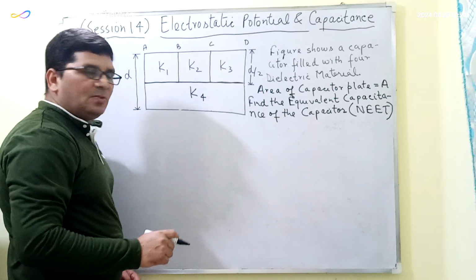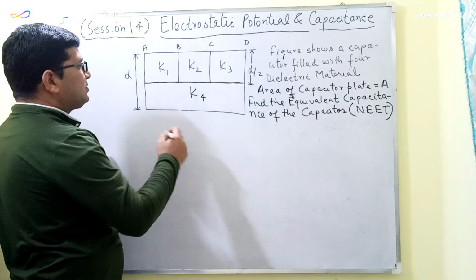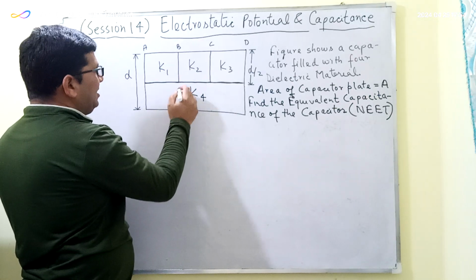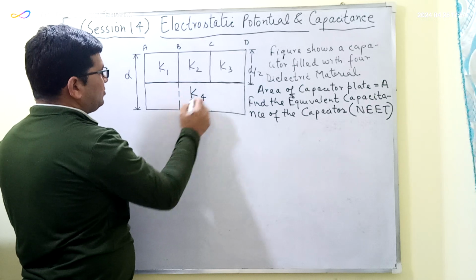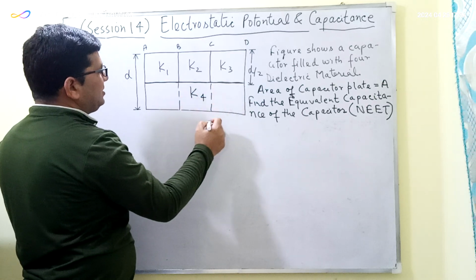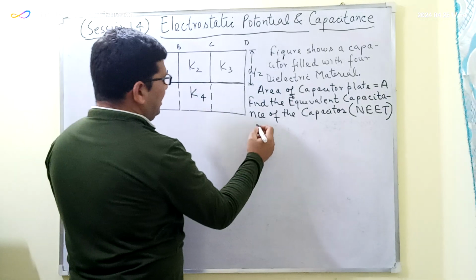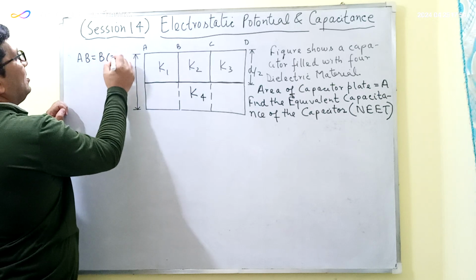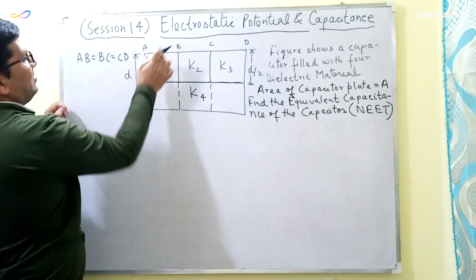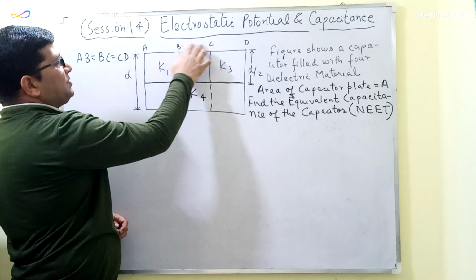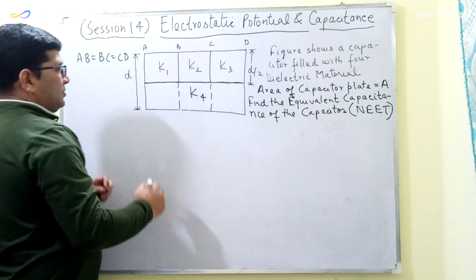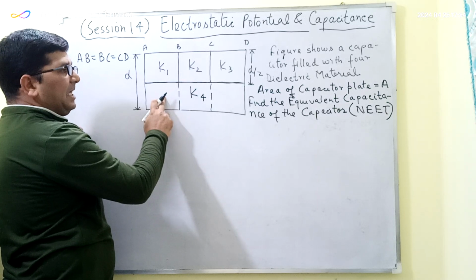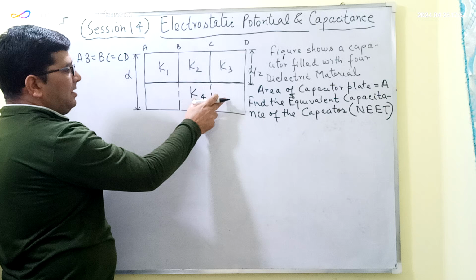So the easiest and simplest way of solving this question is that you can divide this dielectric material in 3 parts. So I have divided this dielectric material in 3 parts, and one more thing here, AB is equal to BC, which is equal to CD. That is, this length AB is equal to BC and this is equal to CD. So I have divided this lower dielectric material in 3 parts.